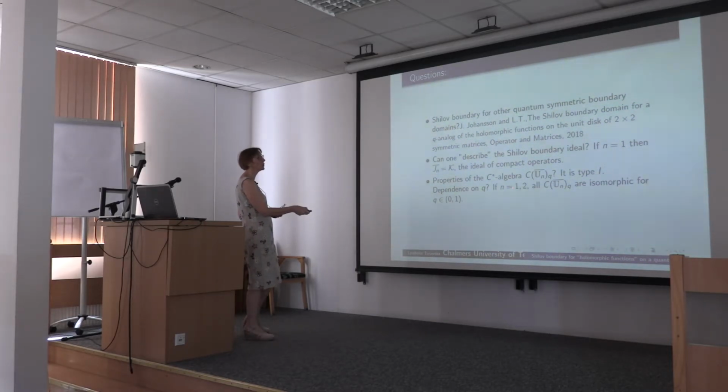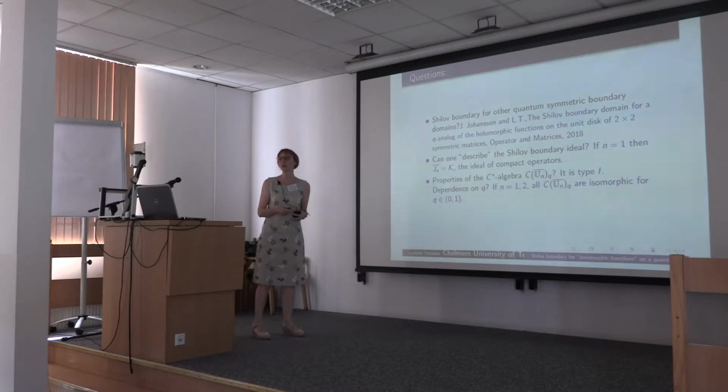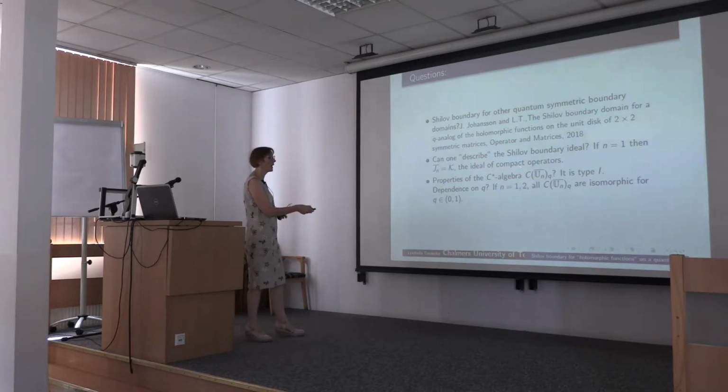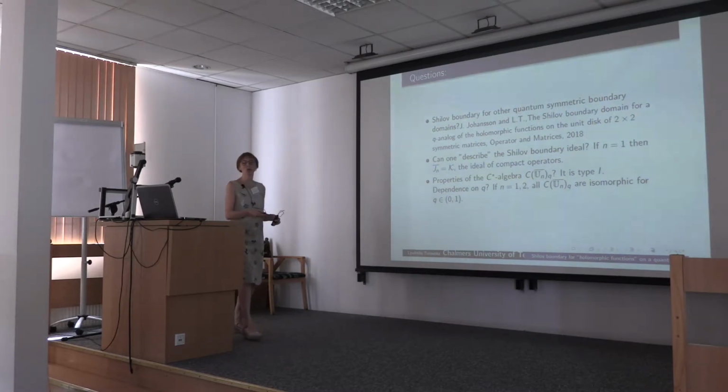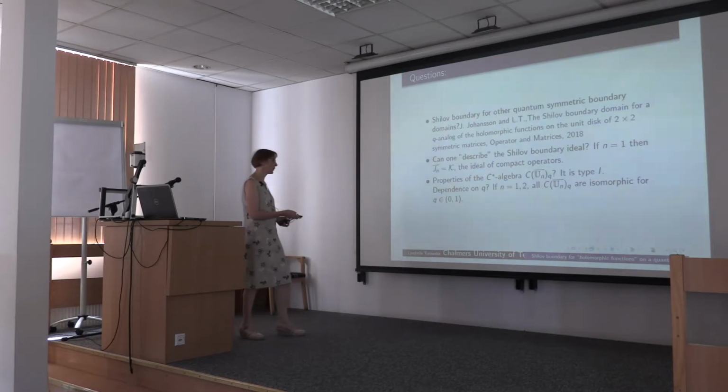So if n is equal to 1, it's known that all these algebras will be isomorphic, and they're isomorphic to the algebra of Toeplitz operators. For n equal to 2, we could prove that they will all be isomorphic. But for larger n, we don't know what it will be. We have some hope to show that they will be isomorphic.